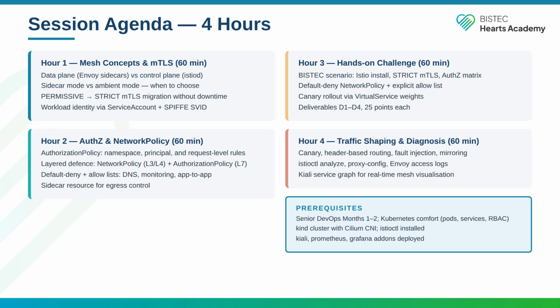And Hour 4 covers traffic shaping, canary rollouts, fault injection, and mirroring, plus the diagnostic toolkit for when things go wrong. Before we start, check that your kind cluster is running with Cilium as the CNI. KindNet, the default kind CNI, silently ignores network policy. Using it means your network policies look applied, but enforce nothing.